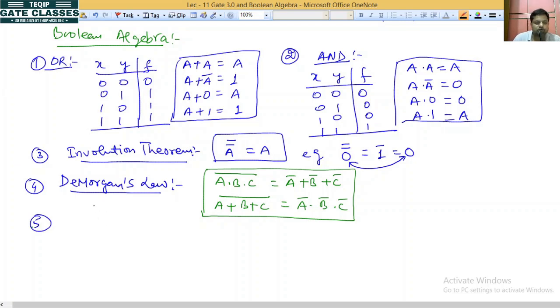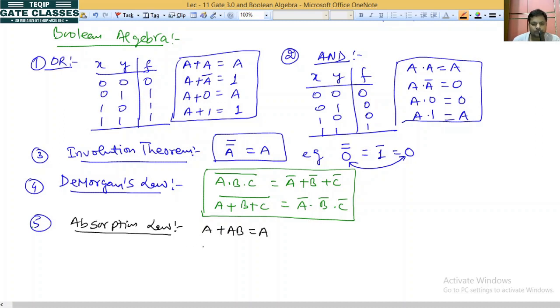In the fifth one, we will study absorption law. Absorption means it will absorb. So it is A plus AB, it will be A. If you want, you can prove. Take A common, so A equal to 1 plus B. 1 plus B is 1 only, so it will be A.